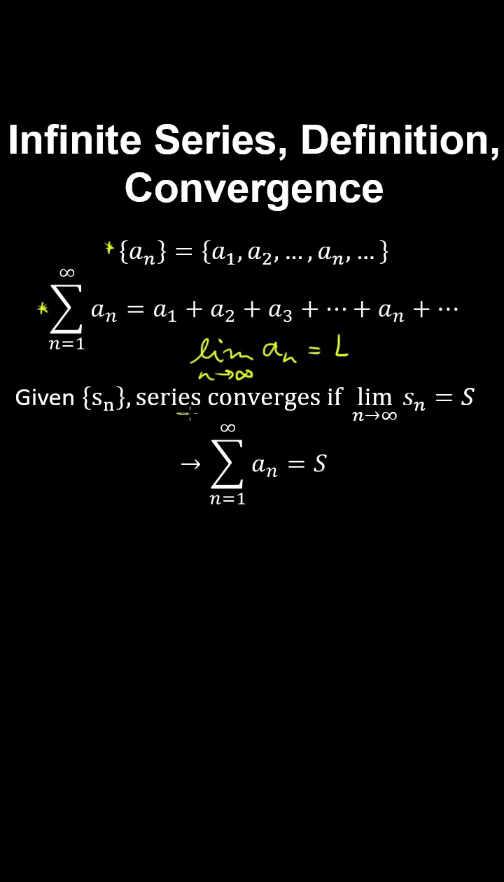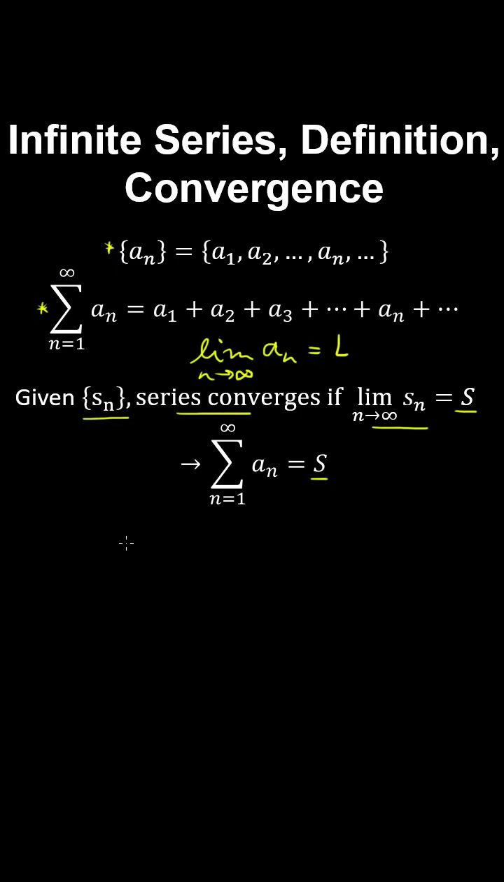But to determine if a series converges, we need to check if the sequence of partial sums converges. So here we take the limit of the nth partial sum as n approaches infinity, and if that's a finite value, then the series converges to this value. And we say that it has a sum s.